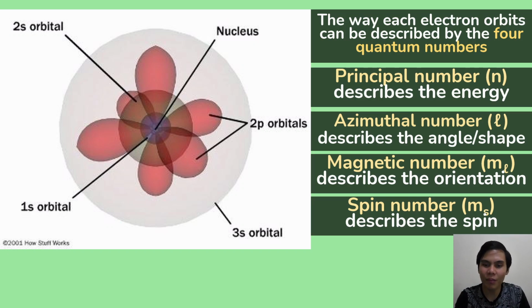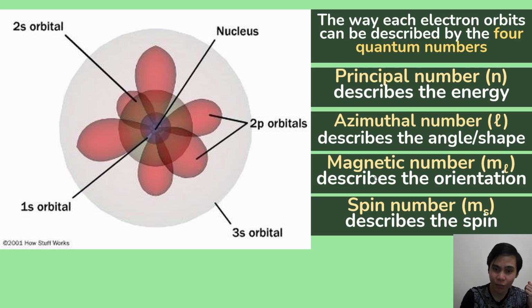The next quantum number is what we call the azimuthal quantum number, symbolized by a fancy L. So it describes the angle or shape of the orbit. So if you look at our example here, there are multiple shapes that you can see in our quantum mechanical model. There's a sphere, there's some shapes that look like a dumbbell, and then there are other shapes that we'll only be able to see in more complex atoms. So the azimuthal number is just describing what exactly is that shape. It's not just a sphere. Sometimes it can be a different shape.